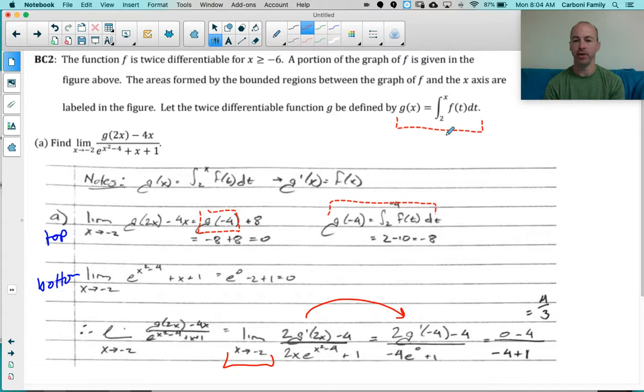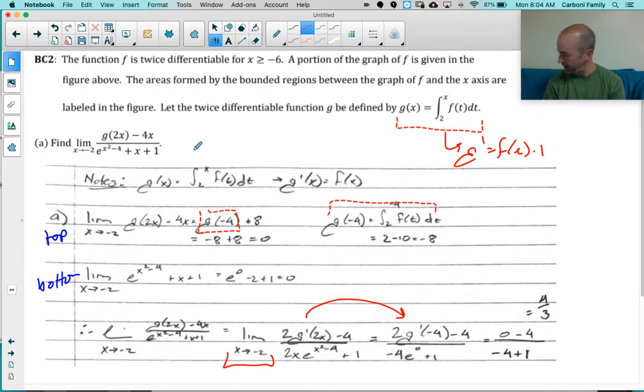I made a note up here, but anytime I see an integral defined function, I will start by finding its derivative, and this one's pretty easy. Just remember that when you do the fundamental theorem, when you're doing the derivative of these, when you plug the x in for the t, you always want to consider the derivative of what replaced the t. In this case, it's just a 1. But anyway, so the answer to A, you end up getting 4/3 using L'Hopital's rule.